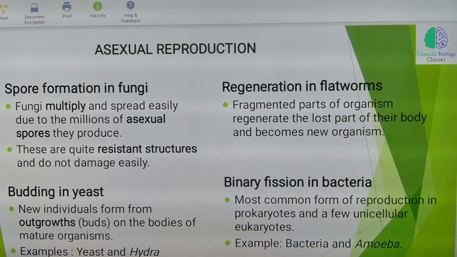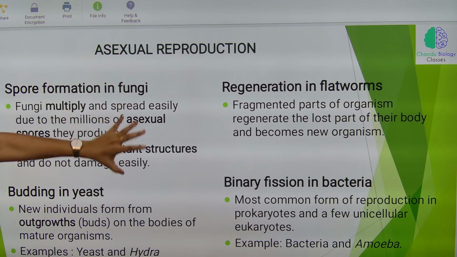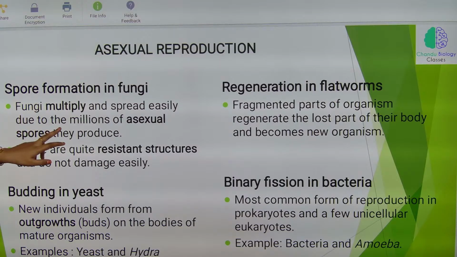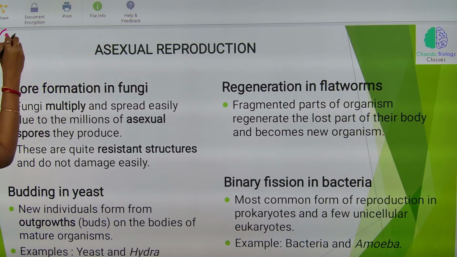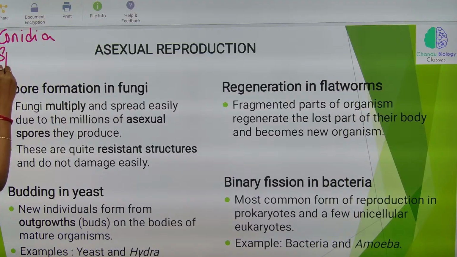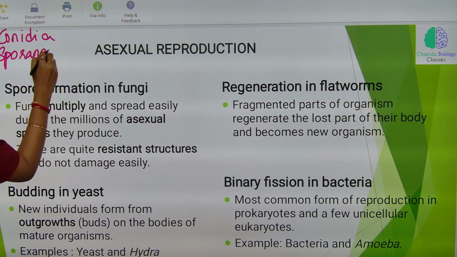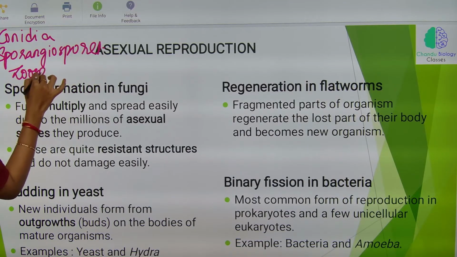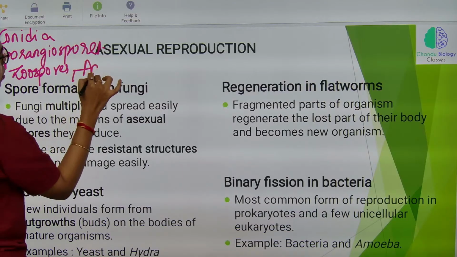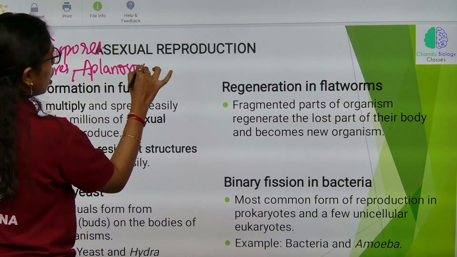Next, let us look into all these four modes of asexual reproduction. Very important, so many times the question from reproduction has been asked from this area only. Spore formation in fungi. Fungi will multiply by asexual spores. What are the asexual spores of fungi? We have three well-noted asexual spores. Those are conidia, sporangiospores, zoospores, aplanospores. All these are the spores of fungi.